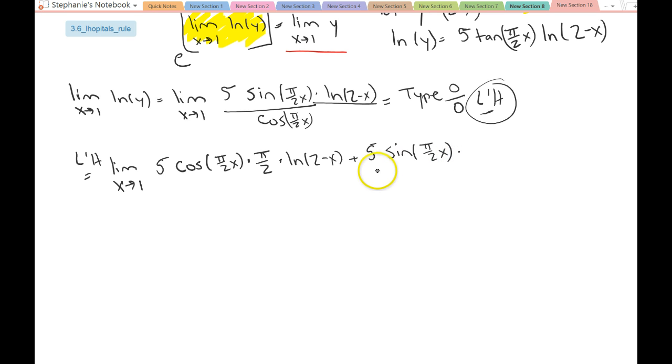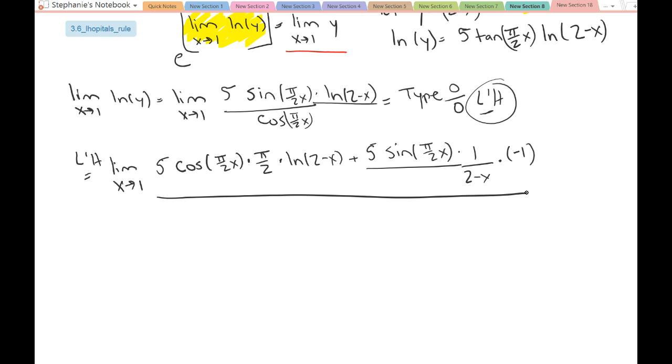Take the derivative of the second, which in this case is going to be the derivative of ln of 2 minus x, which would be 1 over 2 minus x times minus 1. So this is the derivative of the numerator. The derivative of the denominator would be minus sine of pi over 2x times pi over 2. So now I can see what's going on. If I plug in x goes to 1, cosine goes to 0, so this whole term here, since cosine is 0, goes to 0, which is handy.